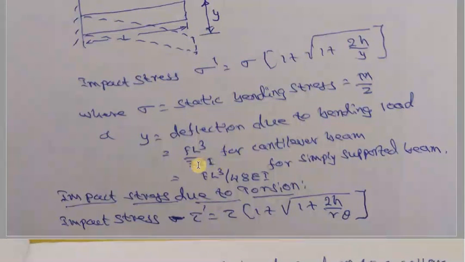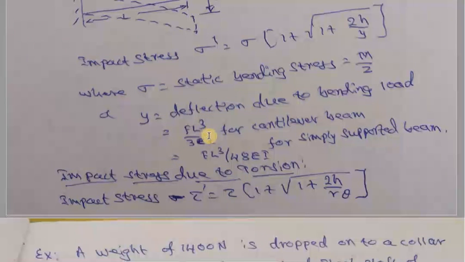So FL cube by 3EI if it is going to be a cantilever beam. It is going to be FL cube by 48 EI in case it is going to be a simply supported beam with a point load at the center. These two equations are also available in the data handbook in different tables. Otherwise you have to remember.